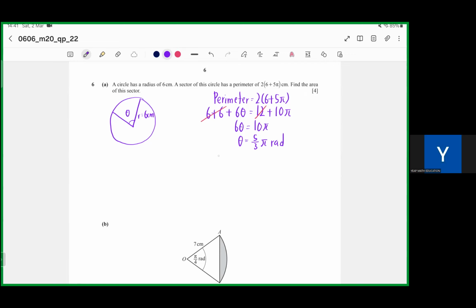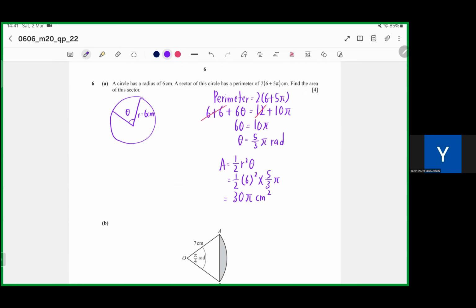Okay, now we find the area of the sector. So A equals to 1 over 2 r squared theta. So 1 over 2 times 6 squared times 5 over 3 pi. So now here we get 30 pi cm squared.